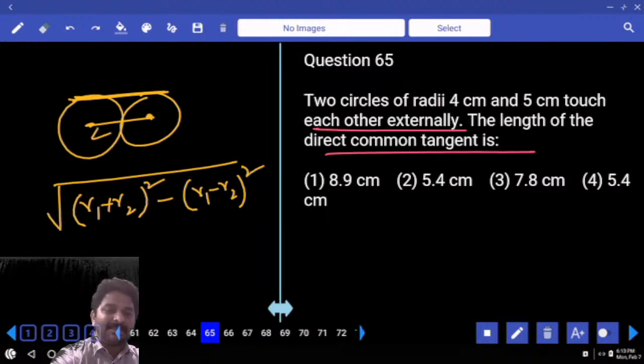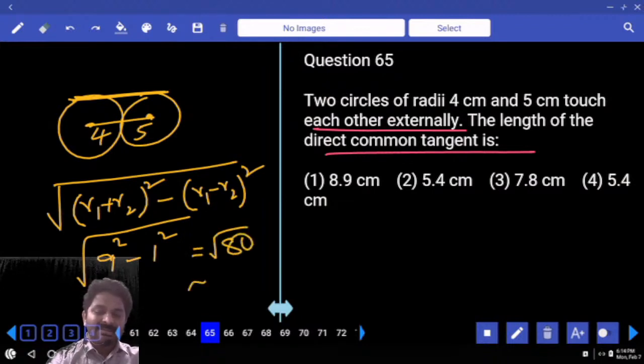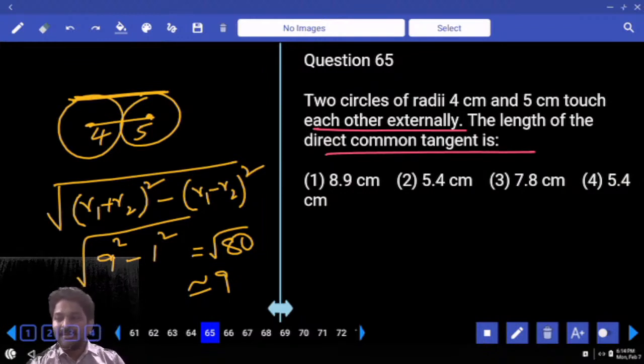One radius is mentioned as 4, the other as 5. 4 plus 5, 9 square, minus the difference, 1 square. 81 minus 1. The answer must be very close to 9 but less than 9, right? How many options are there? Only one. 8.9 is the final answer.